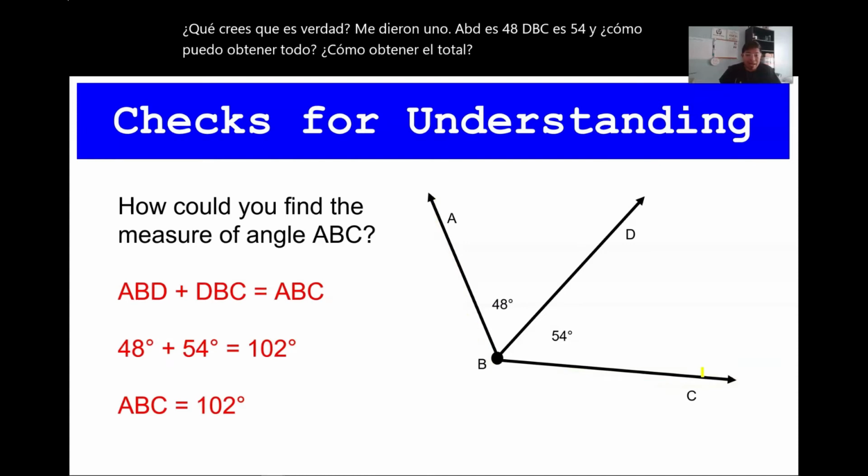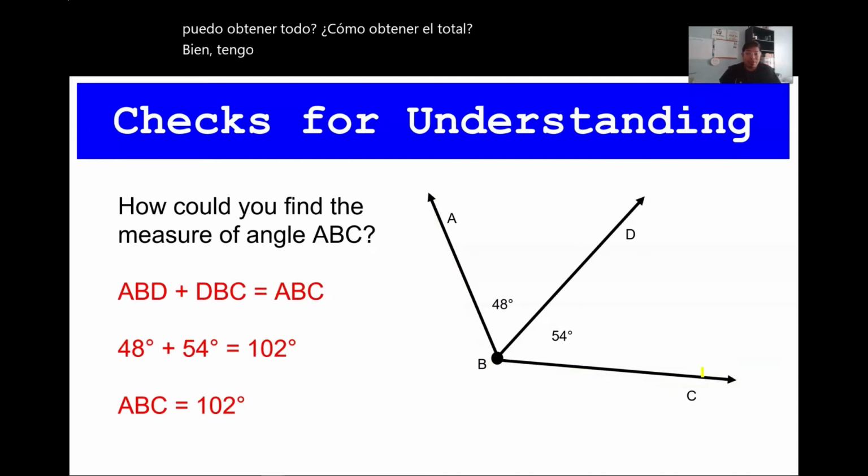Good, I have to add the angles together. 48 plus 54 equals 102. Excellent.